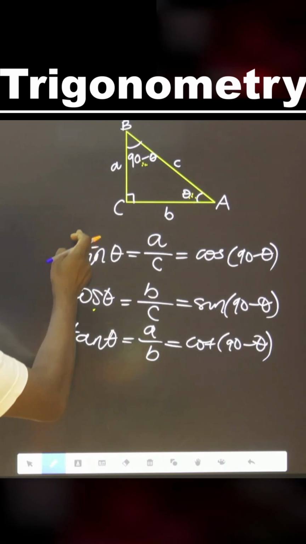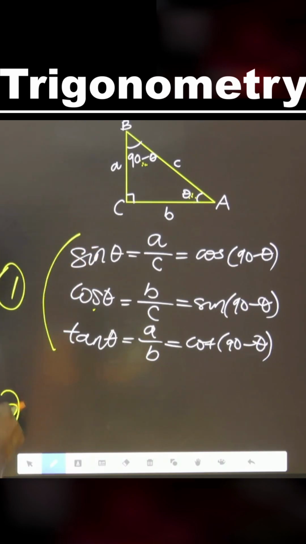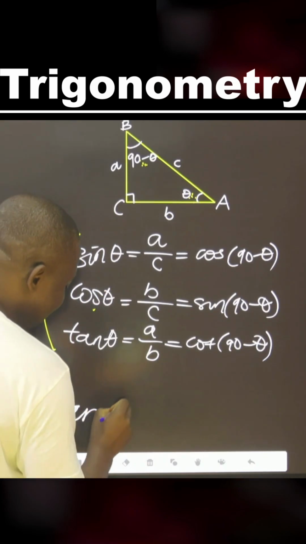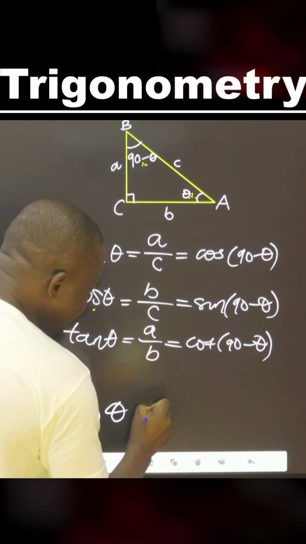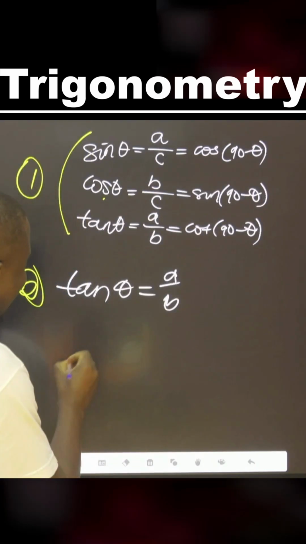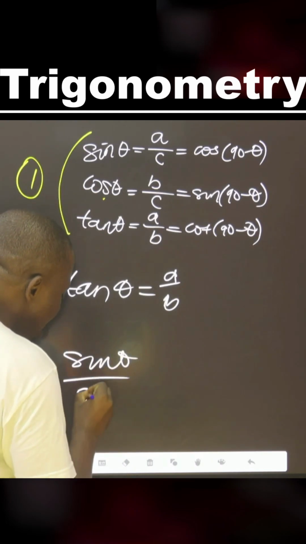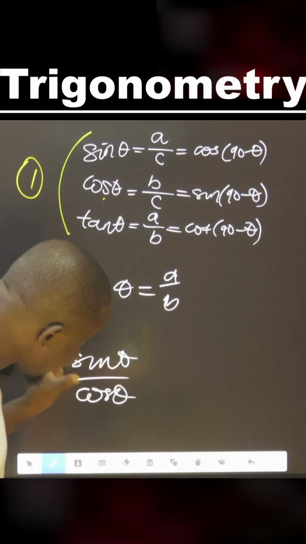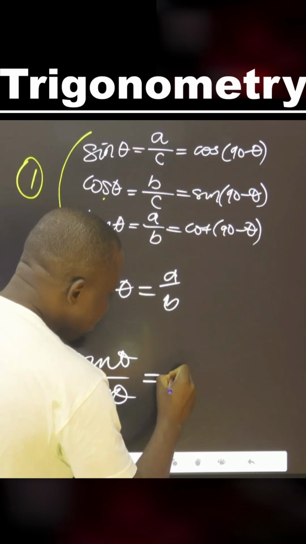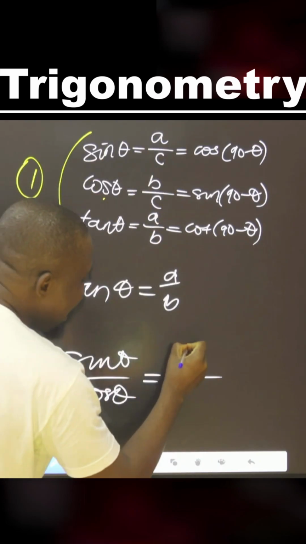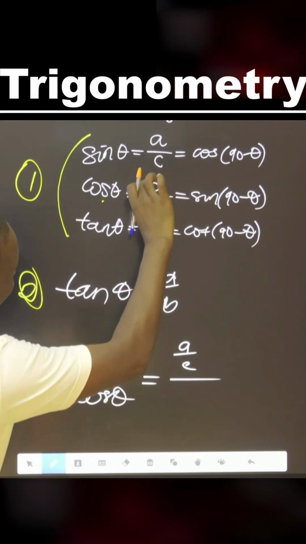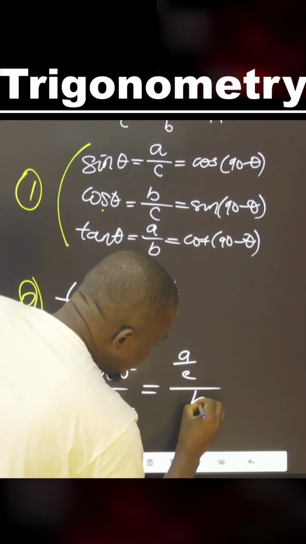So we're going to make this one say number 1. The 2 is talking about tan. Tan theta, we agree that is equal to A over B. Do you know, if you go ahead now and say sine theta over cos theta, let's see what will happen. It means we should carry this, sine theta, we carry this A over C at the top, the cos theta, B over C at the bottom.